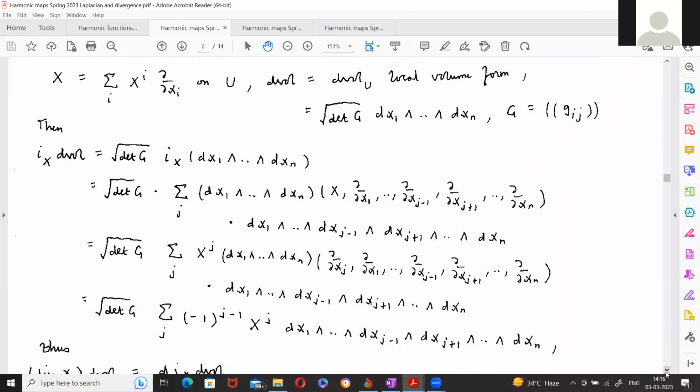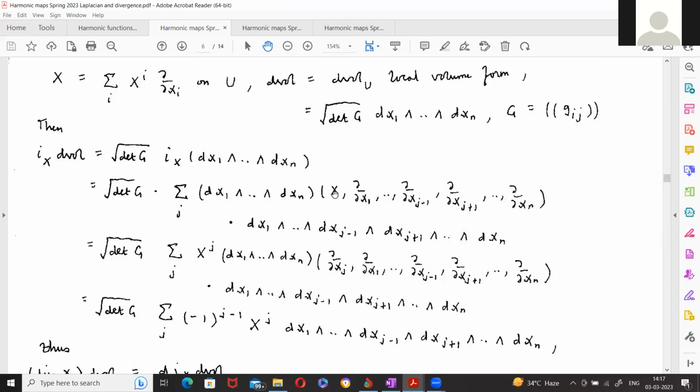Now what can I do? Now x is equal to sum over i of xi del del xi. So if I substitute x here as summation over i xi del del xi, then by multilinearity, this will become a sum over i of xi, and then inside I'll have del del xi, and then del del x1, del del xj minus 1, del del xj plus 1, del del xn.